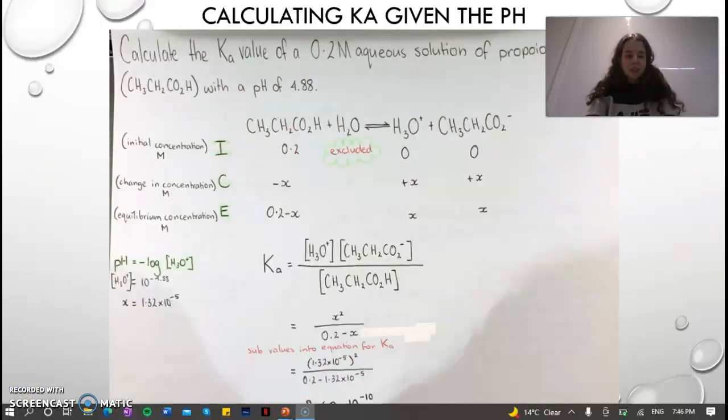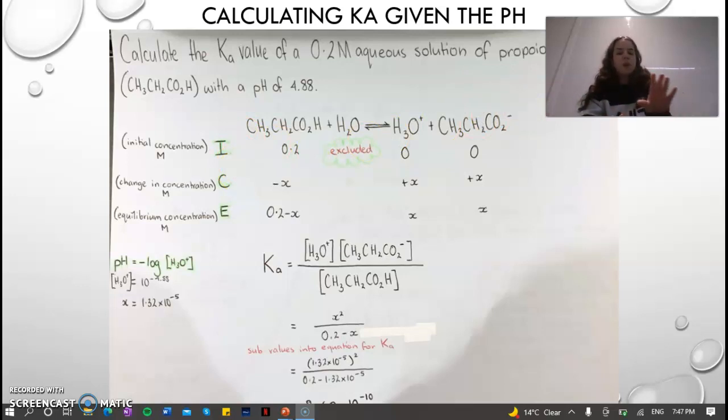So here we have our first example, which asks us to calculate the Ka value of a 0.2 molar aqueous solution of propanoic acid with a pH of 4.88. We can first do the ICE table, which has the initial concentration, the change in concentration, and the equilibrium concentration as shown.